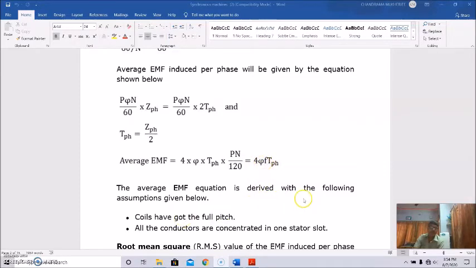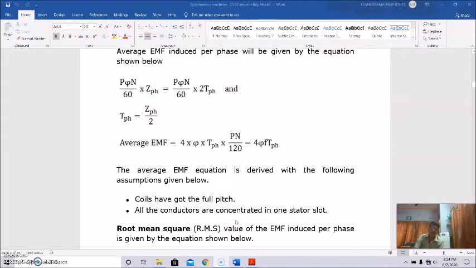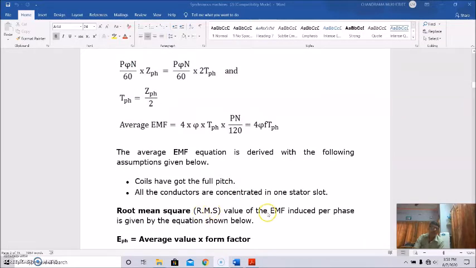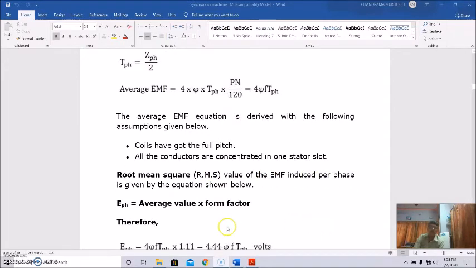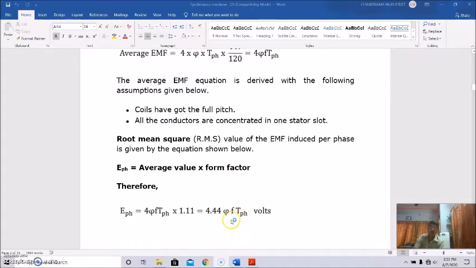The average EMF is derived with these assumptions, that is, coils have got the full pitch, and all the conductors are connected in one stator slot. But that is not the case. The root mean square value of the EMF induced per phase should be the average value multiplied by the form factor, which is 1.11. So that is 4 phi F T phase into 1 into 1.11, that is 4.44 phi F T phase volts.